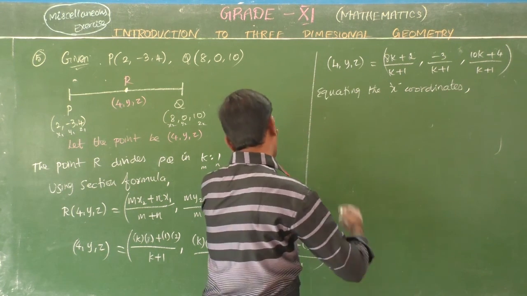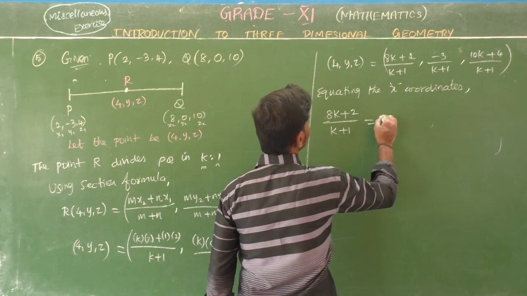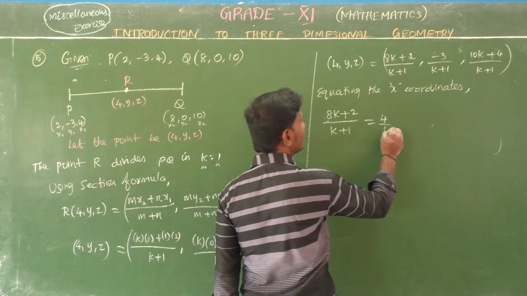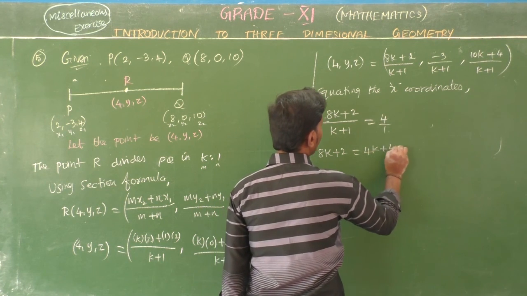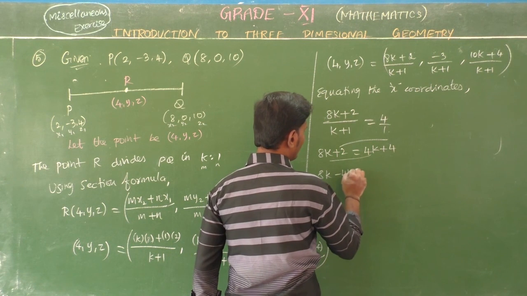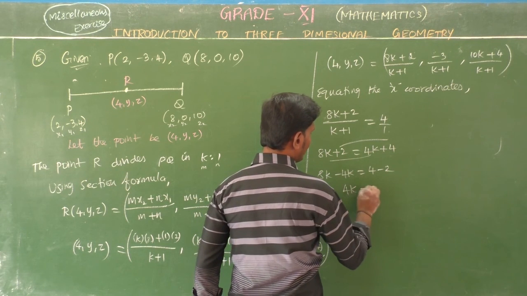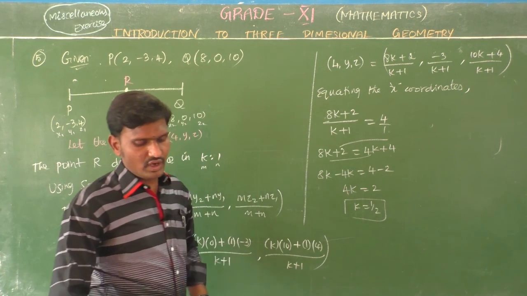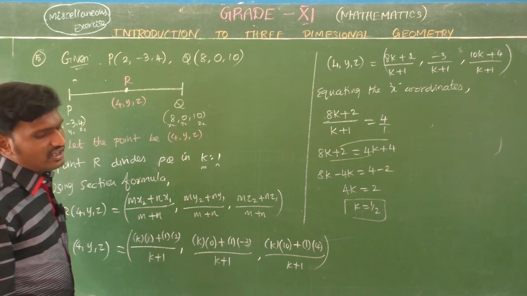Equating the x coordinate: (8k plus 2) by (k plus 1) is equal to 4. Taking cross multiplication, 8k plus 2 is equal to 4k plus 4. Now 4k to that side and 2 to the opposite side, so 8k minus 4k is equal to 4 minus 2. So 4k is equal to 2, and the value of k is 1 by 2.